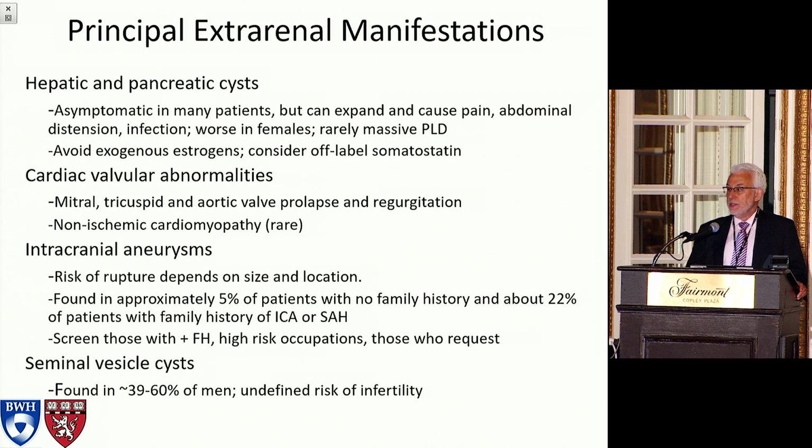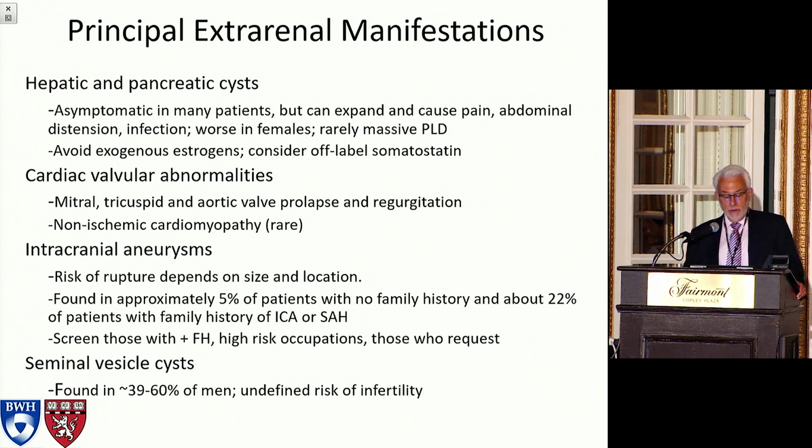Risk of rupture depends on size and location. They're found in approximately 5% of patients with no family history of subarachnoid hemorrhage or aneurysm, and almost a quarter of people who have a family history of such.